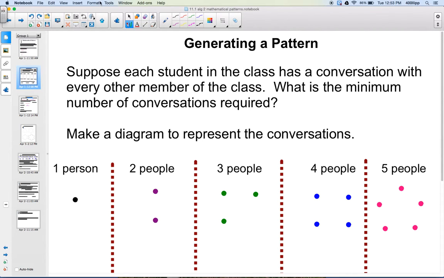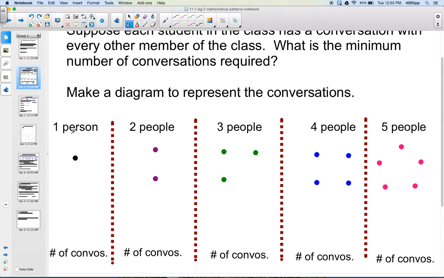So moving on here, we want to look at generating a pattern. It says, suppose each student in the class has a conversation with every other member of the class. What is the minimum number, the least amount of conversations required? Make a diagram to represent the conversations. So this one dot is one person. Assuming that this one person is not talking to themselves, we have 0 conversations going on. If we have 2 people, then if we just connect this here, 1 conversation.